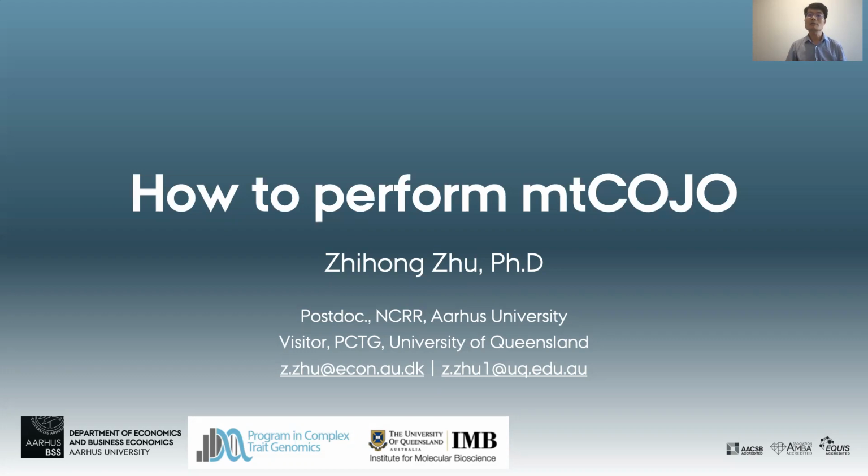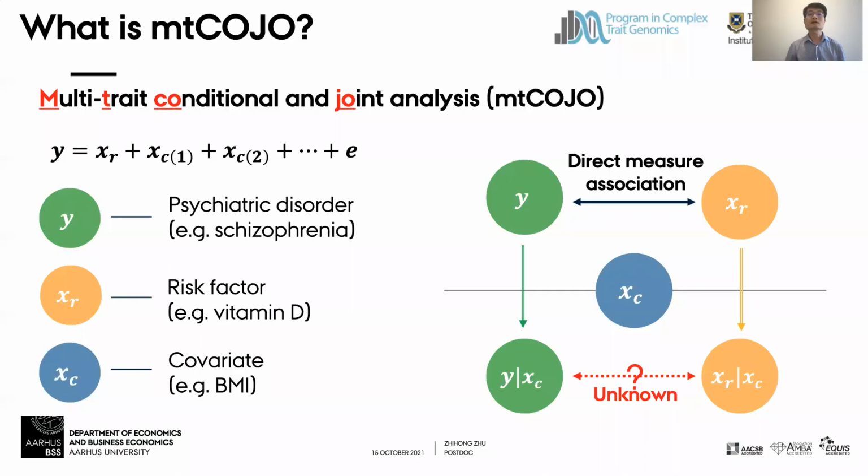Today I'm going to talk about how to perform MT-Kojo. In observational studies, we can directly measure relationships between traits. For example, people with schizophrenia have low levels of vitamin D, which has led to the hypothesis that low vitamin D is a risk factor for psychiatric disorders. But this is very difficult to test.